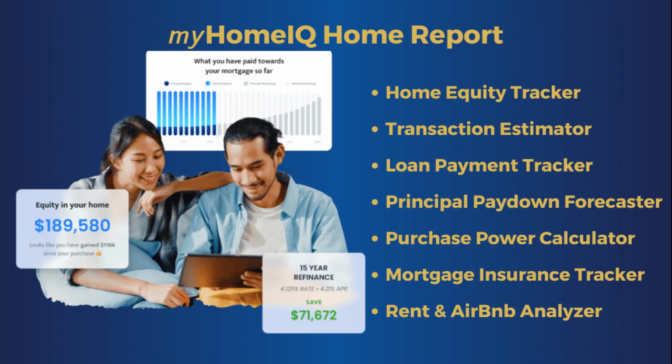Talk about what comes in the home report that gets sent out each month. There's a home equity tracker, transaction estimator, loan payment tracker, principal paydown forecaster, purchase power calculator, mortgage insurance tracker, and then a rent and Airbnb analyzer for the homeowner to be able to look at and engage with. And as they do that, you get notifications of things that they're actually responding to, so that you know potentially when to step in.